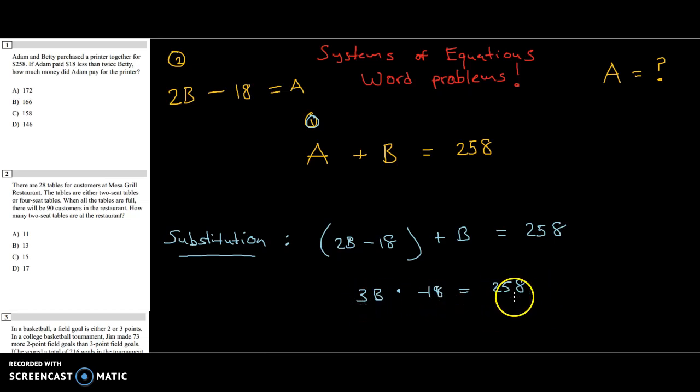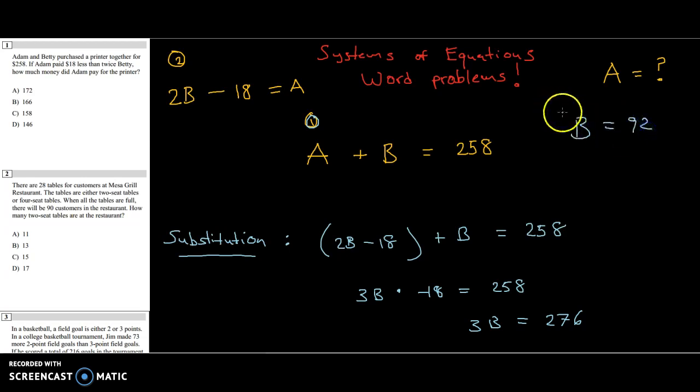Plus 18 to both sides gets, let's see, I can do this. 3B is equal to, what's 18 plus 258? 276? Yes, 276. Okay, positive 276, and then we can divide that by 3, and that gets us to, what is that going to be, 92? You can check me on that, though, but that would get us to 92. B is equal to 92.